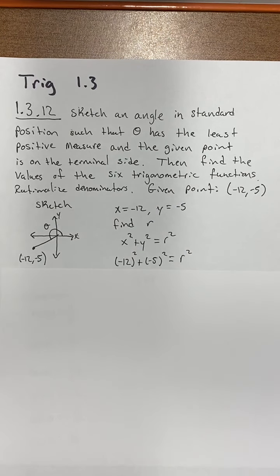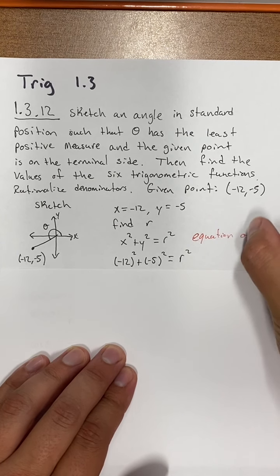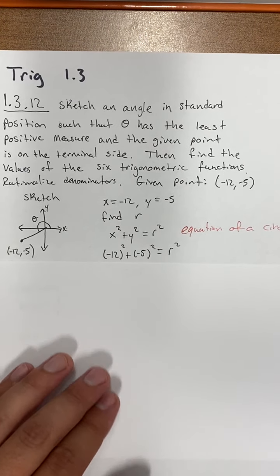So we have the ordered pair -12, -5, so we know the x value is -12, and we know the y value is -5. But we don't have the radius. These trig function definitions involve an x, which is the horizontal component, a y, which is the vertical component, and r, which is the radius from the origin. So we know the equation of a circle with radius r is x squared plus y squared equals r squared. That's an important equation to remember.